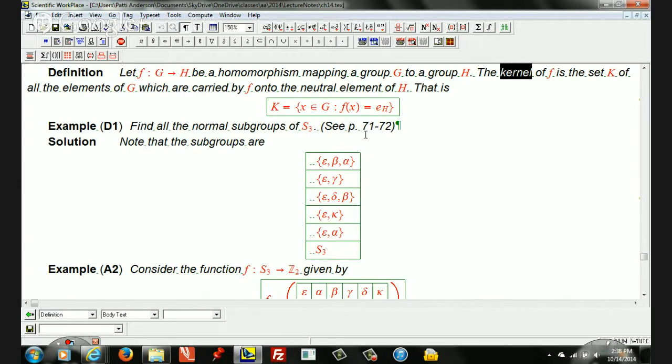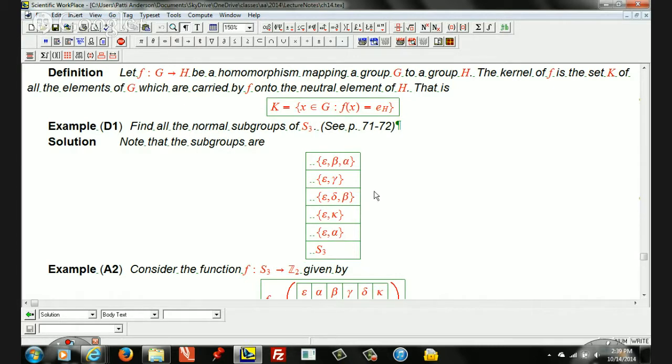Now S3 has its multiplication table on 71 and 72 in your book, so you're going to want to reference that. I'm going to want to reference that too, so let's open that up. It's actually the multiplication table on 72, sorry. Gamma is an inverse. Yeah, gamma squared is epsilon, kappa squared is epsilon, and alpha squared is epsilon.